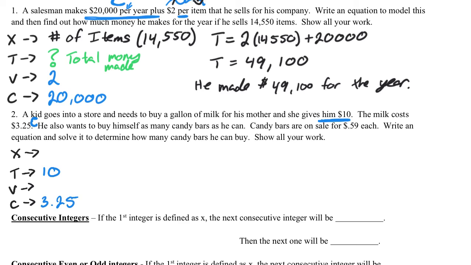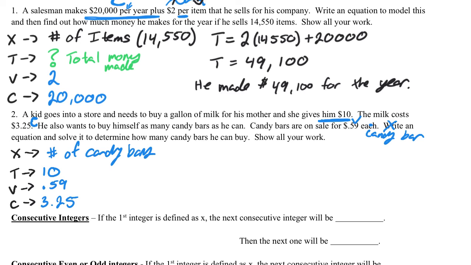So he wants to buy himself candy bars. Candy bars are on sale for $0.59 each, right? Each candy bar. So we always said our variable part is multiplied by our unknown quantity X. So we don't know how many candy bars we have. So the variable part, that's our 0.59. And we want to go ahead and always write in, what are we finding? What is X? So that is the number of candy bars.